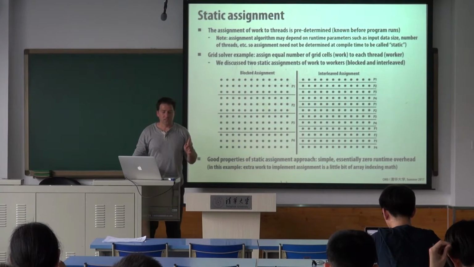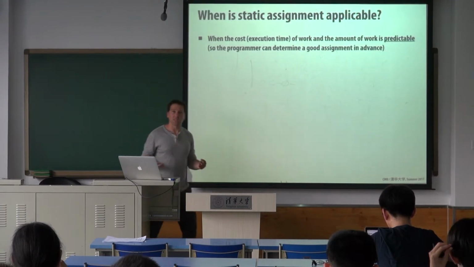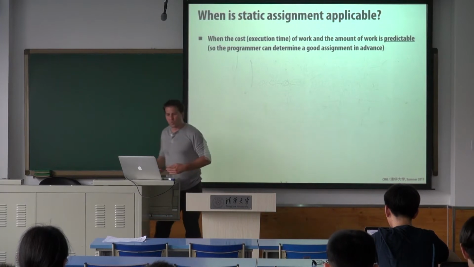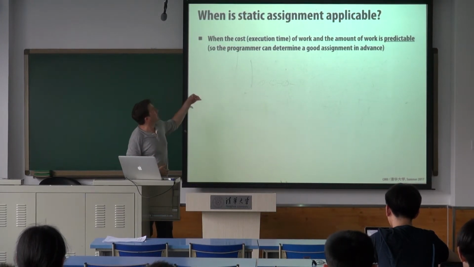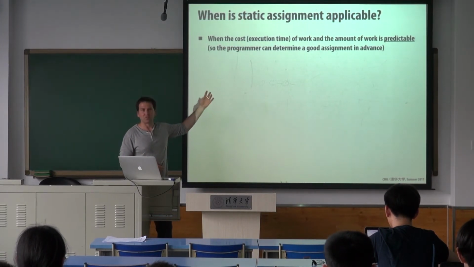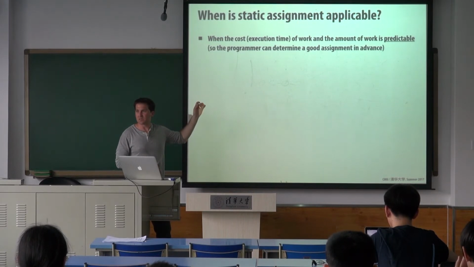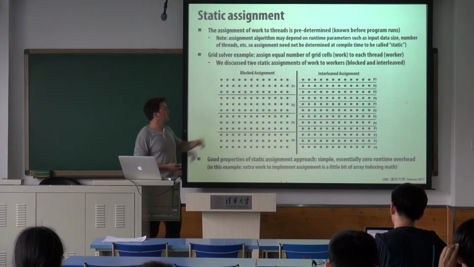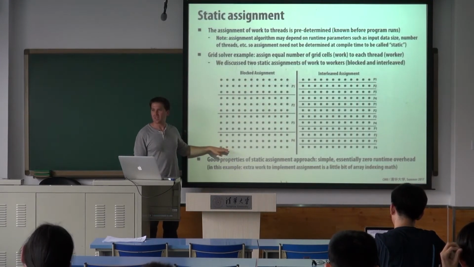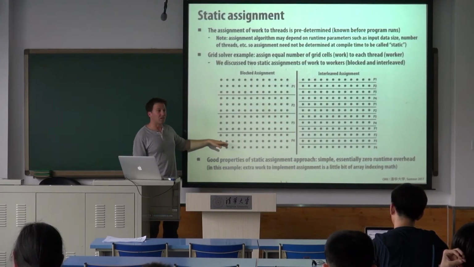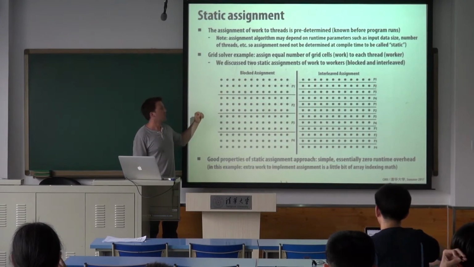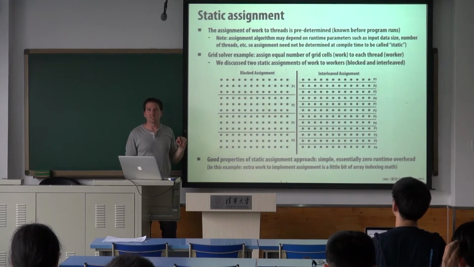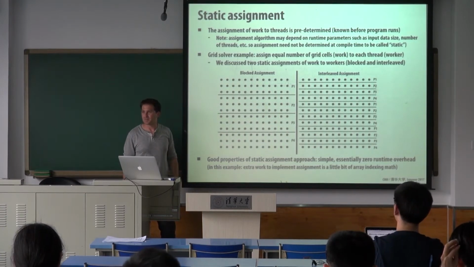So here's my question, and I'd like to hear your thoughts: when do you think it's possible to do this? And I like to use the word predictable, because the reason why this was okay was because I know, or I'm assuming, that computing, updating every cell, every dot, is the same cost.